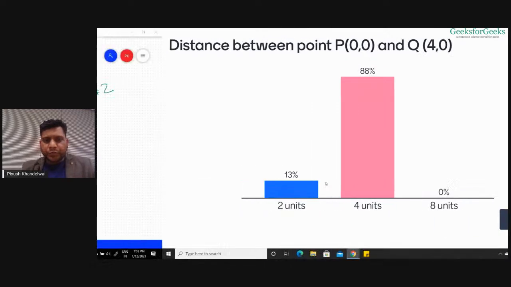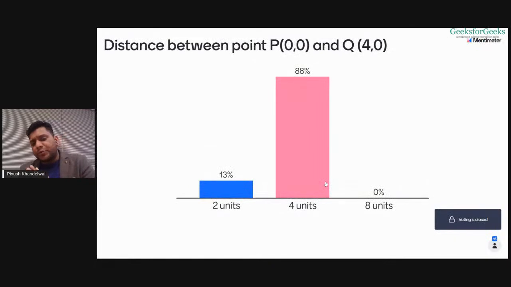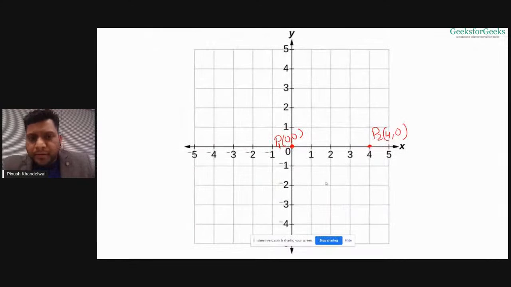Okay. So we have our answers. Most of the people say it's going to be 4 units. Some people say it's going to be 2 units. Let me try to resolve your doubts. See, the distance here, if the points are in a single line, we can simply calculate it by this. It is 1, 2, 3 and 4. It is going to be 4 units, right? So if the points lie in the same line, either horizontal or vertical, I can simply calculate it.